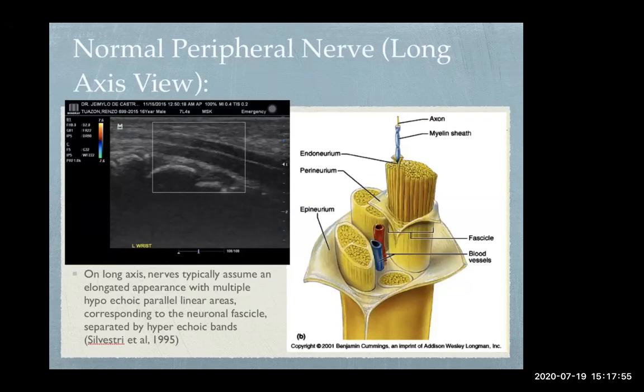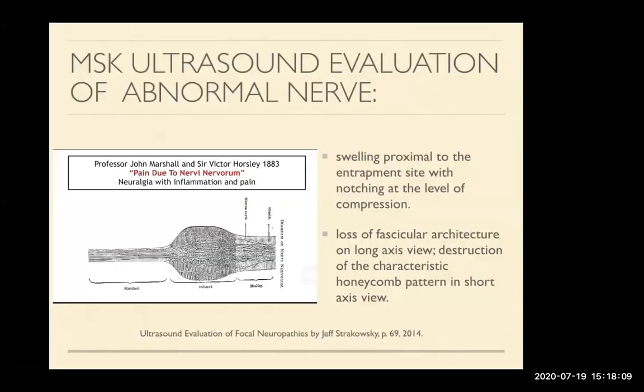It usually doesn't change with positioning. So that is why it is very easy to distinguish whether you're looking at nerves versus if you're looking at just tendons. Now, how does an abnormal nerve look like?